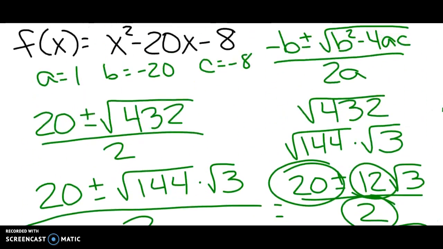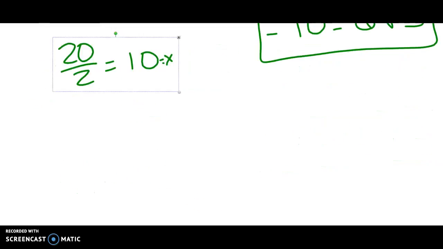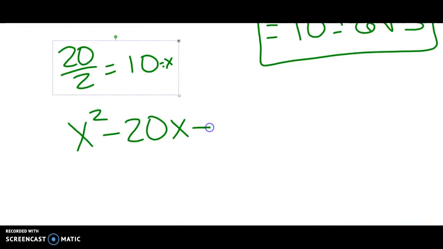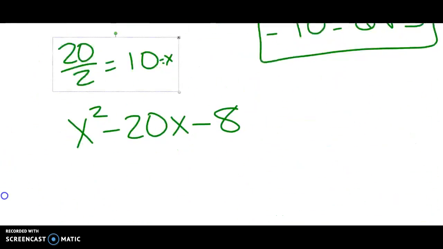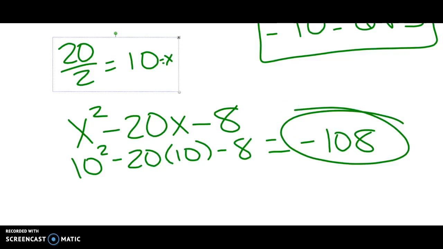Same thing with the other thing. When you wanted to find the vertex, it's the opposite of b over 2a. So the opposite of negative 20 is positive 20, over 2, so that's a 10. That's your x value. Then you're going to plug that back in, so you've got x squared minus 20x minus 8. You get 10 squared minus 20 times 10 minus 8, which comes out to negative 108. That's your y value.